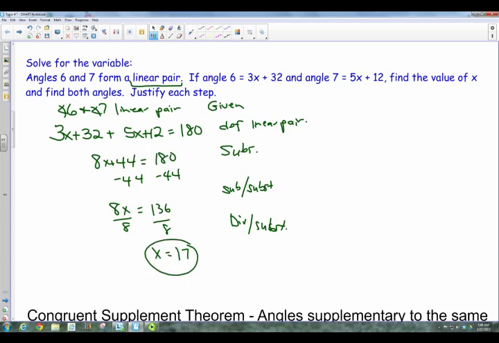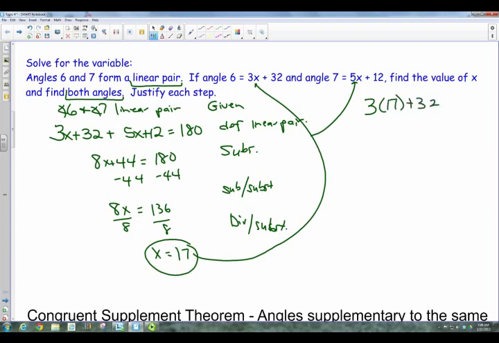Then it asks you to substitute. So we take this and find the value for both angles. So 17 gets substituted in there, gets substituted in there. So we've got 3 times 17 plus 32, and that gives you 83. Now, since those two things are supplementary, you can go a couple different ways. You can substitute back into this second equation, or since you know they're supplementary, they have to add up to 180, and that would mean that this one has to be 97, and there are your two answers.